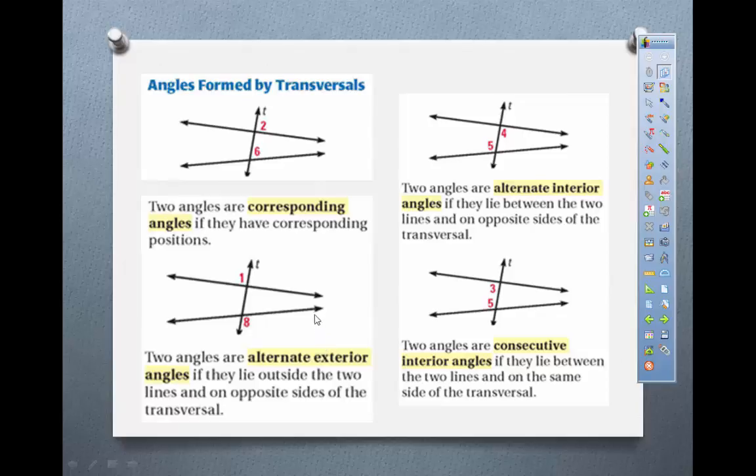Okay, so let's recap. We have 4 special types of angles. We have the corresponding angles. They're in the same position. We have alternate interior. They have to flip sides, and they're on the interior portion. They have alternate exterior.